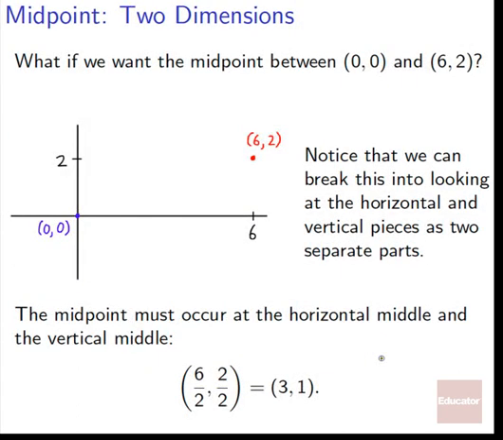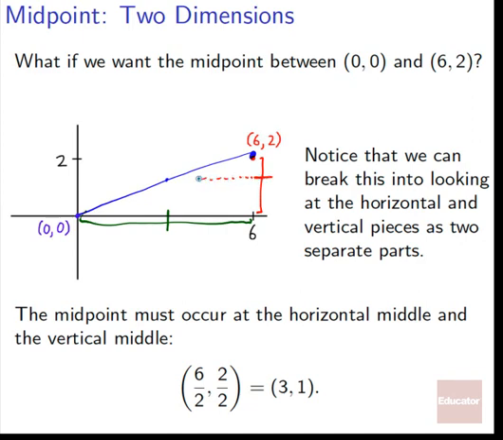What if we wanted to find the midpoint between (0, 0) and (6, 2)? Now, notice, instead of trying to figure out what's the middle of the point on a line that connects the two of them, I wish I had made that slightly more perfect, we can go, well, hey, look, we know there's just going to be some distance vertical and some distance horizontal. It must be that it splits our distance halfway horizontally and it splits our distance halfway vertically.